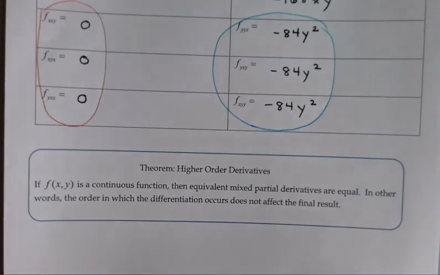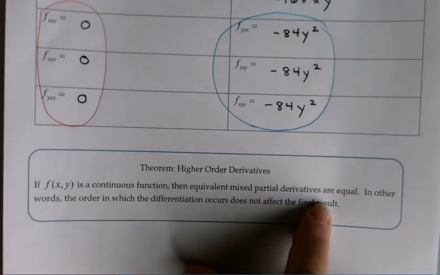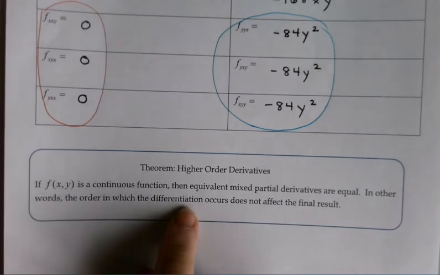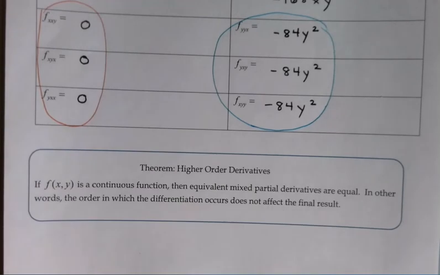So as long as f of x and y is a continuous function, equivalent mixed partial derivatives are equal. In other words, the order in which differentiation occurs does not affect the final result. That's something that you can use to help yourself, because sometimes it just looks easier to do a derivative first with respect to one variable than the other. Think about those problems with product rules or no product rules, things like that. So if you see one and you'd rather do x first instead of y, or y first instead of x, you'd be free to do it either way.